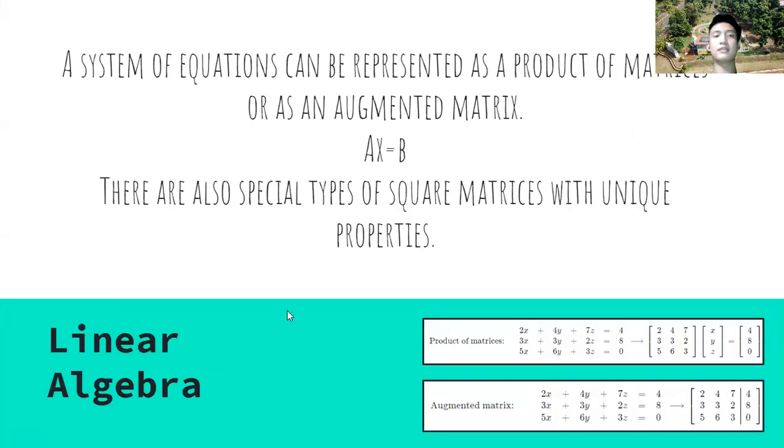So let's take a step back first. We overview the linear algebra. Linear algebra is a system of equations that can be represented as a product of matrices or as an augmented matrix. One example is Ax equals b. There are also special types of square matrices with unique properties. Down here, we have the product of matrices and the augmented matrix. We can see the difference.